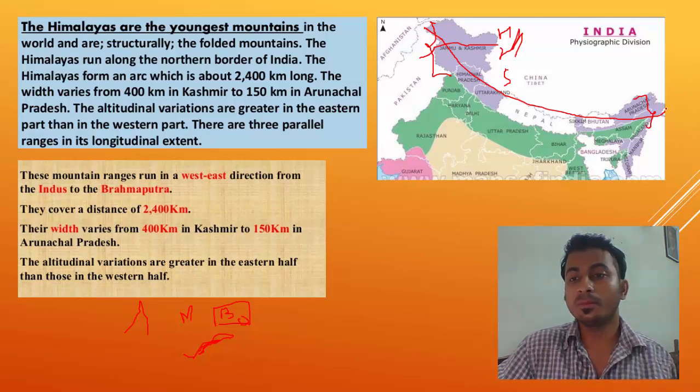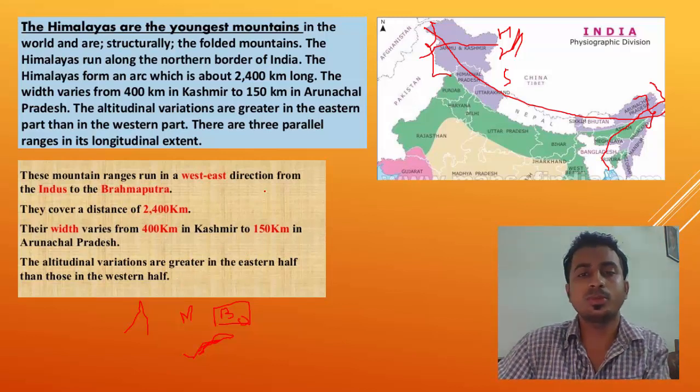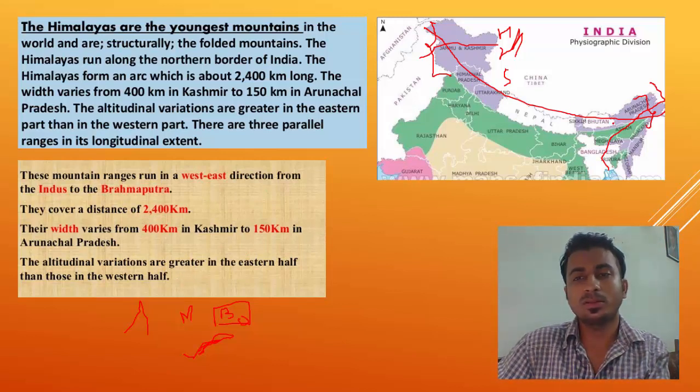Then the Brahmaputra comes from China. It is known as Sangpo, and then it enters India and goes into Bangladesh. Now, distance I told you and width I told you, so this portion we have covered. So these are the Himalayas.